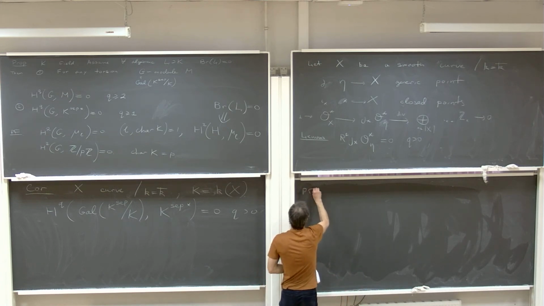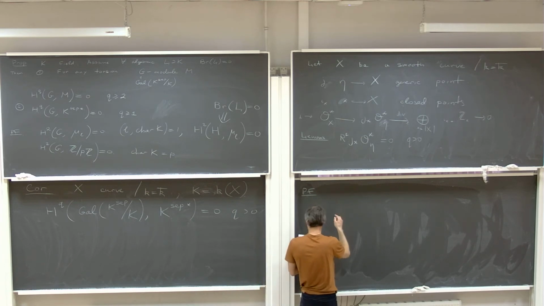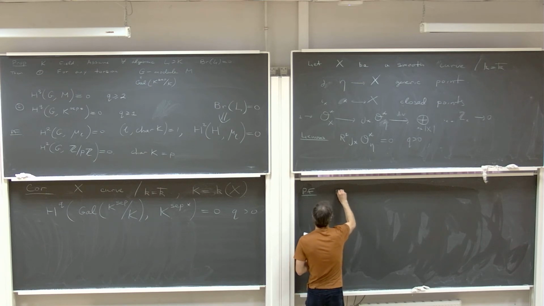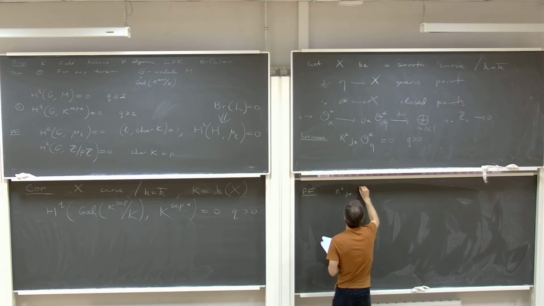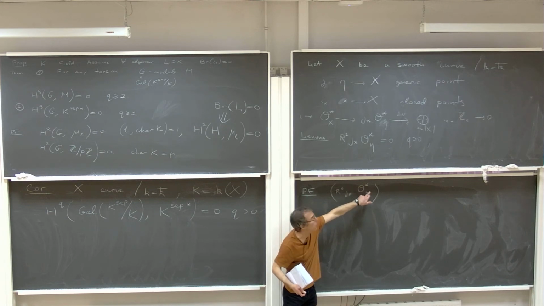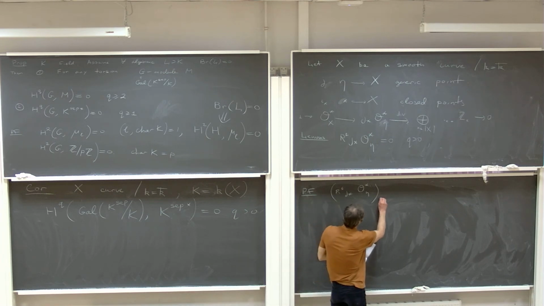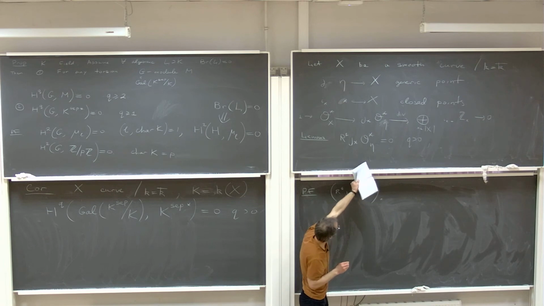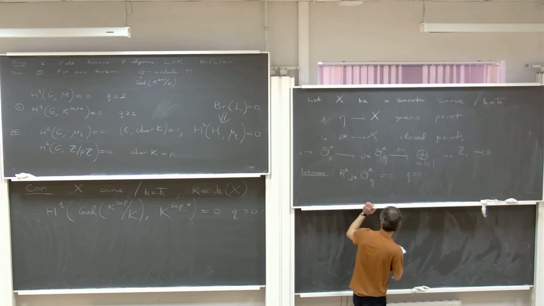So, proof. Okay, so what do we have to show? R^q j_* O^* of O^*. I need to show that the stalk at the generic point is clearly 0. So I need to show that for any geometric point which is over a closed point x, this stalk is 0.